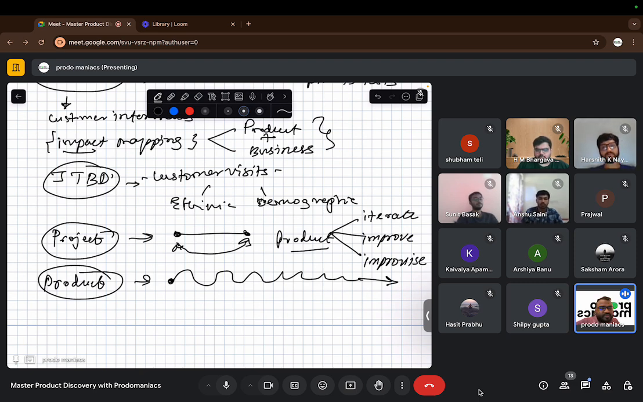If you miss any one of these, let's say you're iterating, but you're not improving, does it help? No. Someday you're improving, but you're not improvising. Sometimes when you improvise, you might tap into a new landscape for any product. You might bring new opportunities into the business. So iterate, improvise, improve. These three things are pretty important. Yes, Harshil.